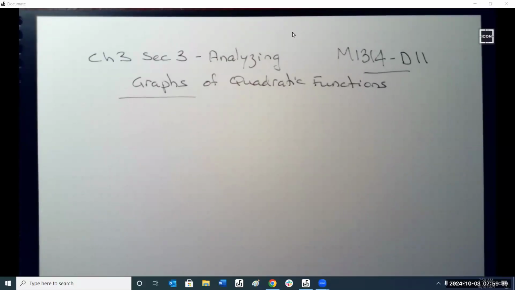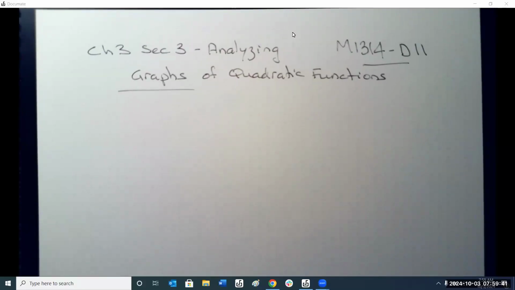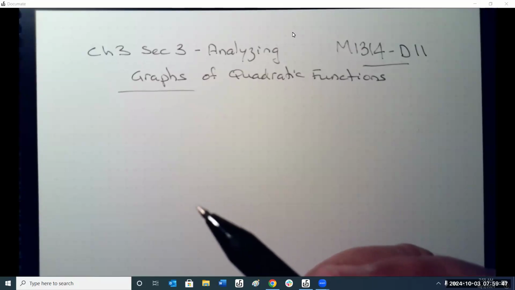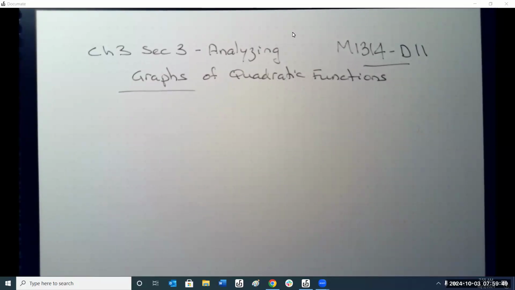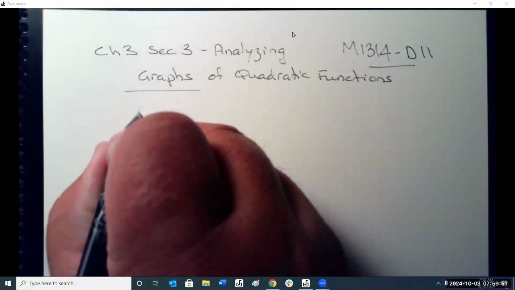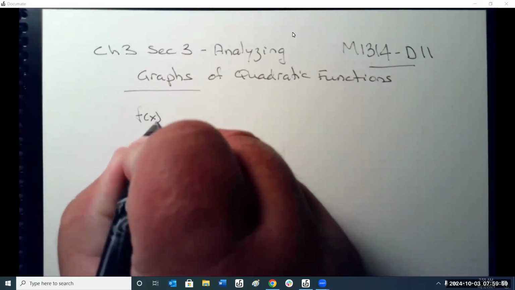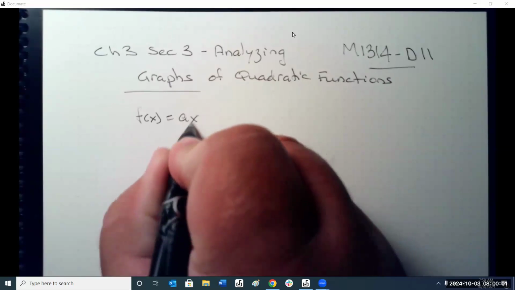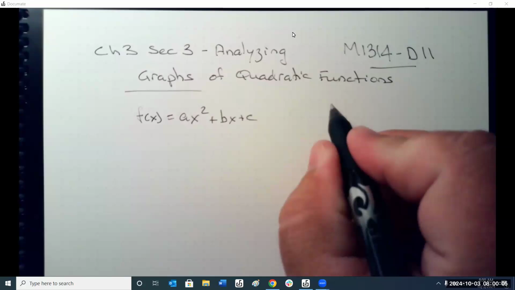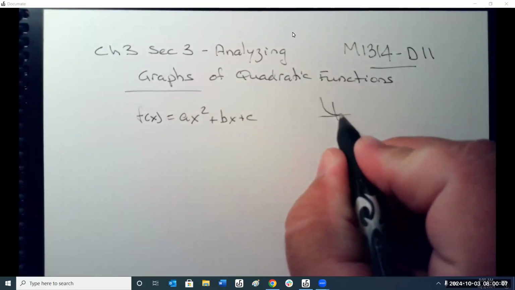Good morning, everybody. We're going to continue now looking at quadratic equations. Last class, we talked about what quadratic equations and quadratic functions were and where we find them. We know the graph of a quadratic function. It's ax squared plus bx plus c. We know the graph is a parabola.